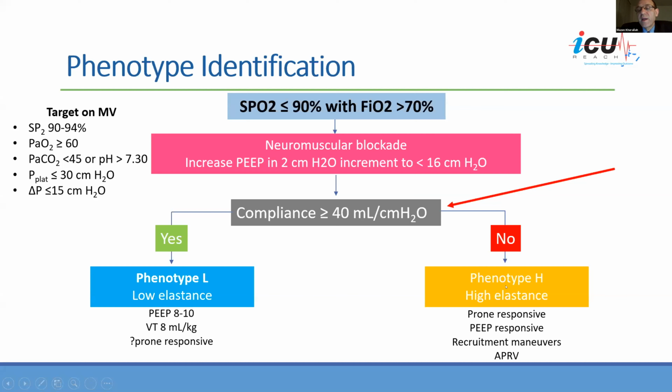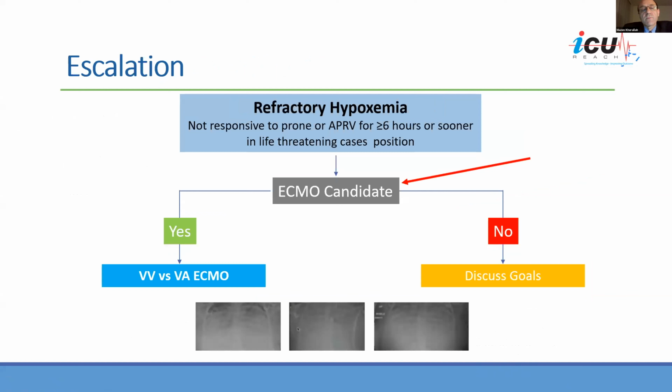In phenotype H, those patients usually are prone responsive, and they usually respond to higher PEEP, and as I said, not more than 16 centimeters of water, and recruitment maneuvers can be beneficial for those patients. They improve oxygenation after these recruitment maneuvers. If we do it, we do the recruitment maneuver at 40 centimeters of water for 20 seconds only. And those patients may require airway pressure release ventilation, a mode of ventilation that is only available on certain ventilators.